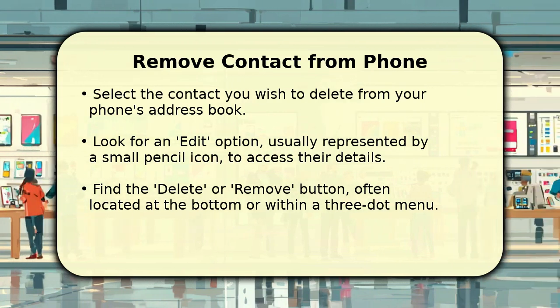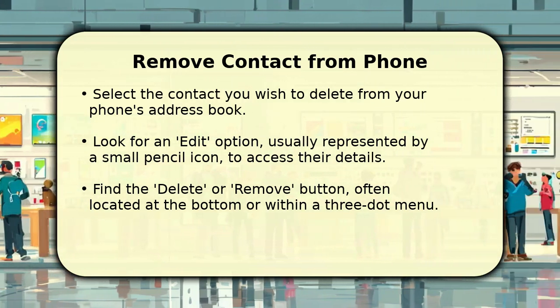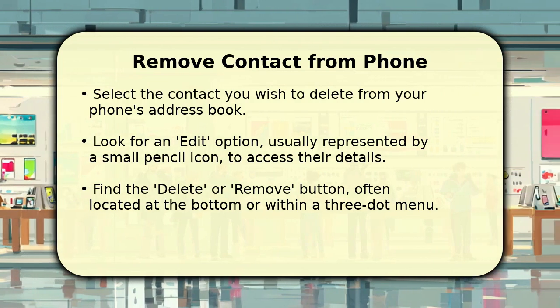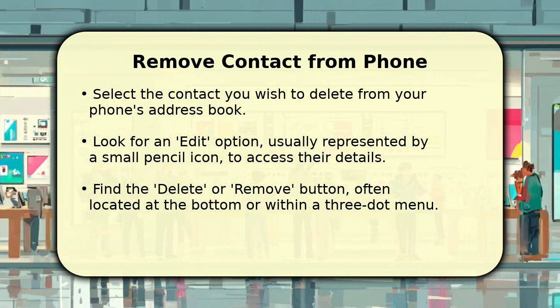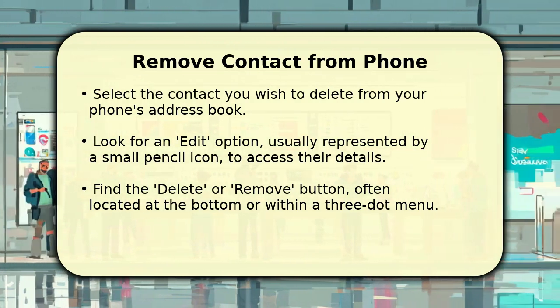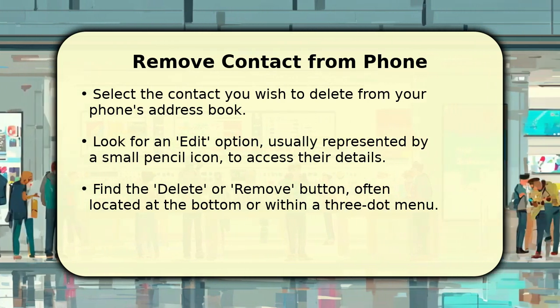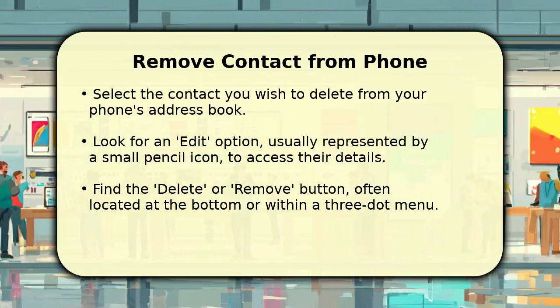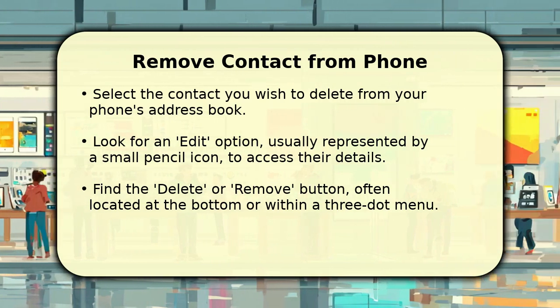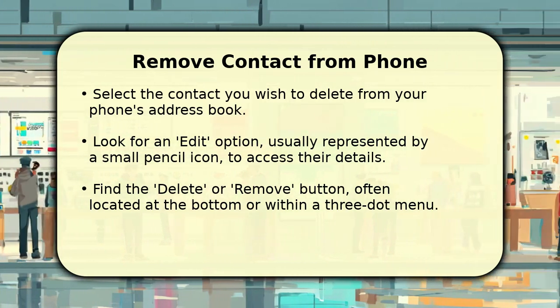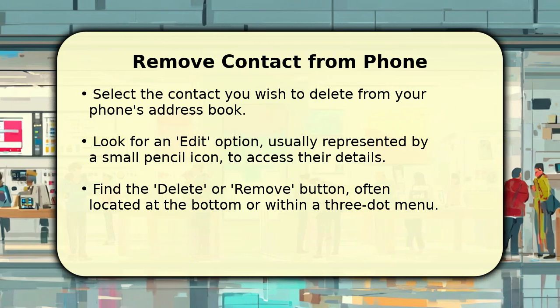Tap on their name to open their contact details. Look for an edit option, often a small pencil icon, then locate the delete or remove button, typically at the bottom or within a menu. Confirm your decision when prompted. This action permanently removes the contact from your phone's address book, which WhatsApp will then reflect for you.